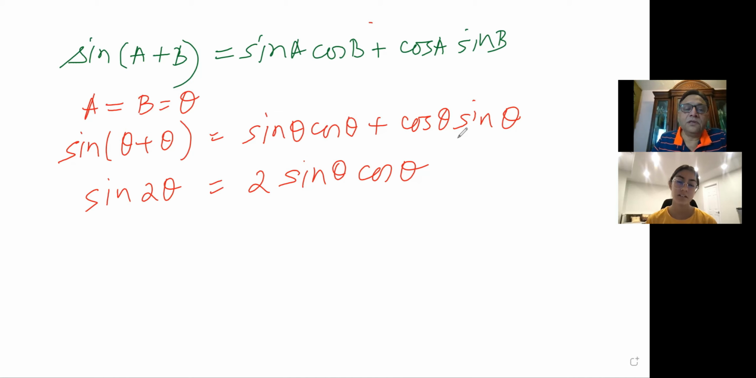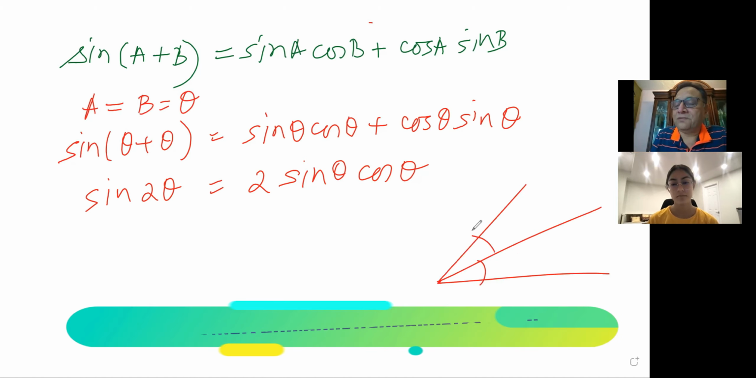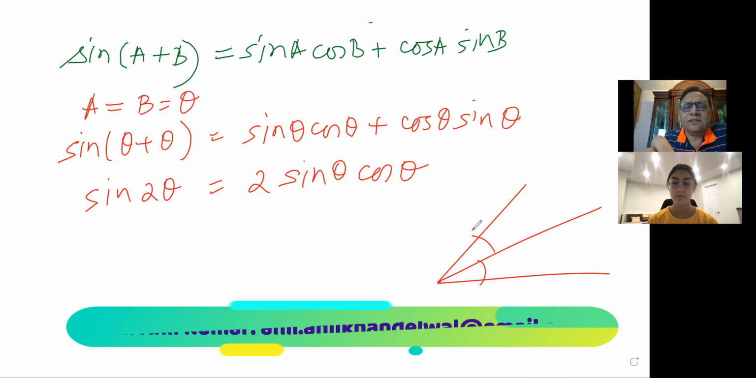Double angle. Now look at this. But the angle has to be the same for this to happen, right? Yeah, when the two angles are equal. When A and B both are equal, then that becomes a double angle, right? So if you have a triangle in which this angle and that angle are both the same, then you can use this formula. Why are these angles helping us? Let's look into that.